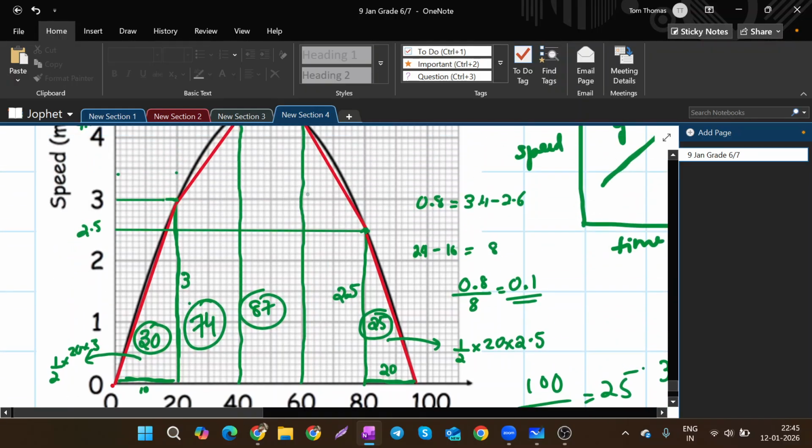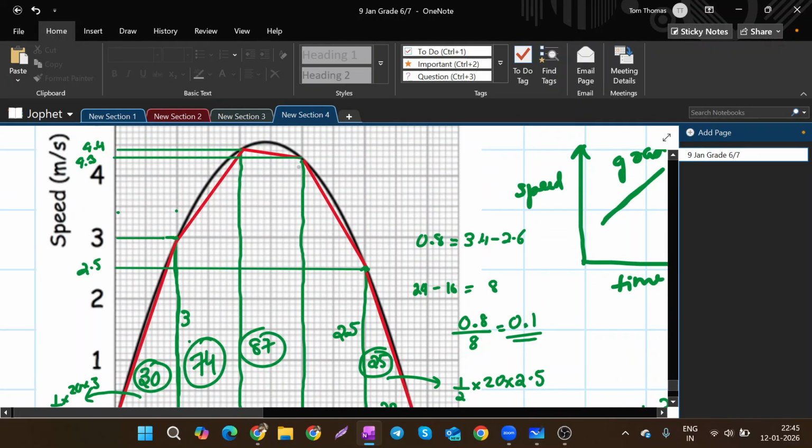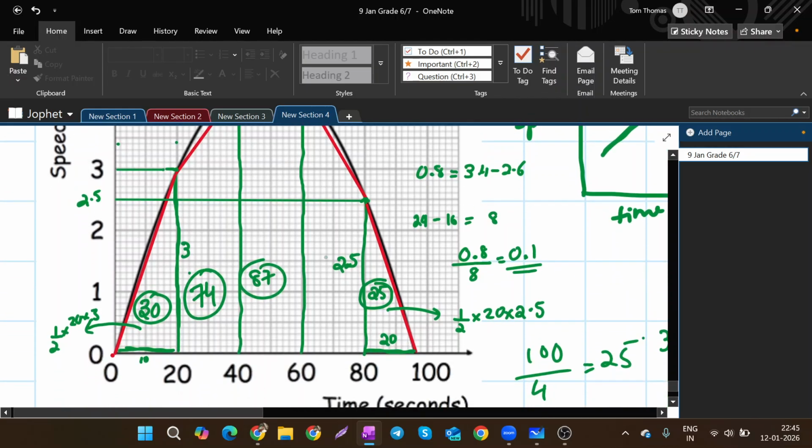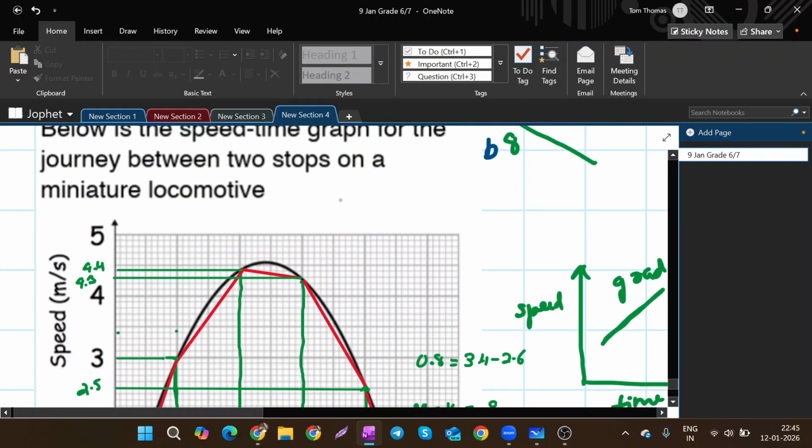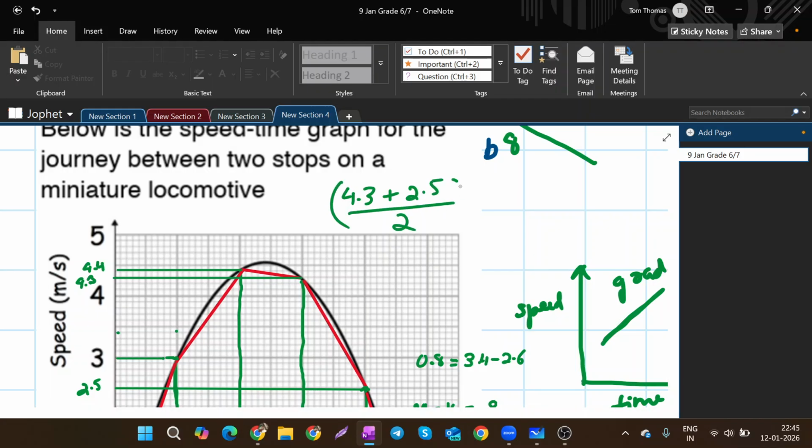And for that last trapezium, the taller height is 4.3, the smaller one is 2.5. So we're going to find the middle of 2.5 and 4.3. 4.3 is the bigger value, 2.5 is the smaller value. Find the middle of these two, multiply that with the base, which is 20.